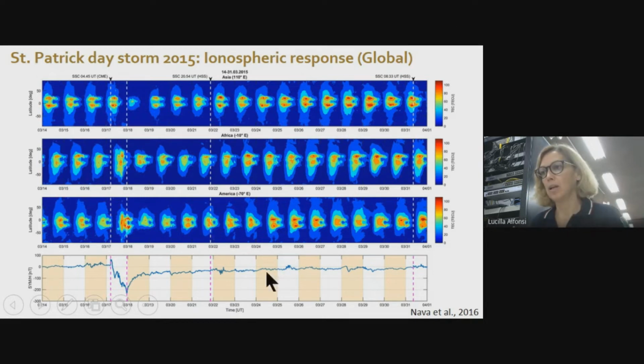And these are the two sudden storm commencements, because we have seen that the storm tries to recover at a certain time and then again falls down. And we see how different the ionosphere can be according to the different region.